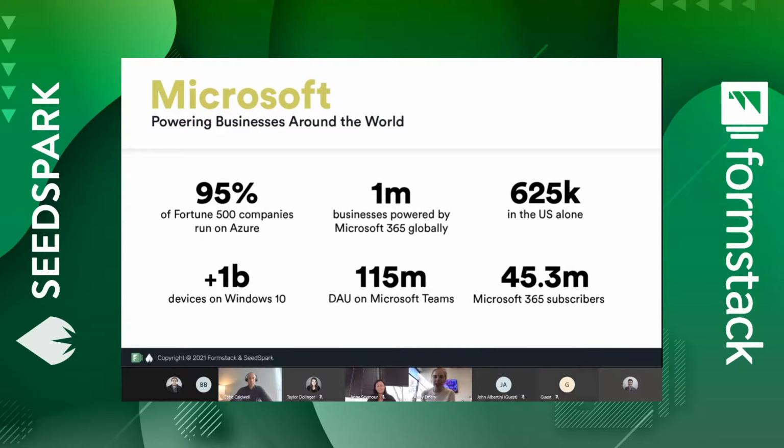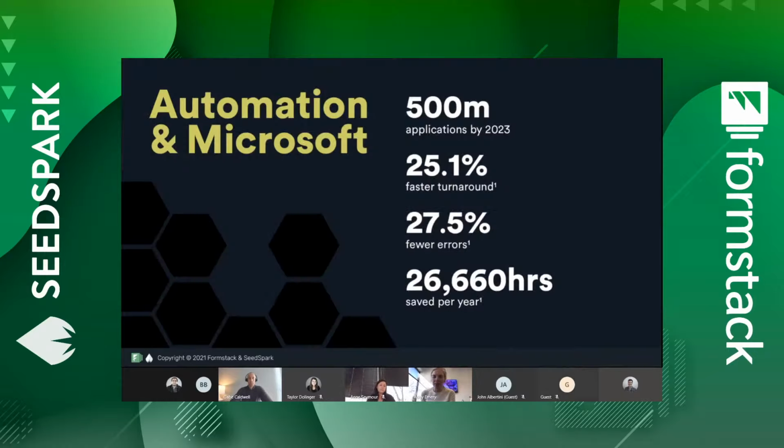Hey, Taylor, can you switch to the next slide? I think this is one of my favorite slides. So Forrester did some research on automation in the last year, and they identified that almost 500 million applications will be built by 2023. And those are any kinds of applications. Those are really just automation applications. It's not necessarily Microsoft applications, but just in general.